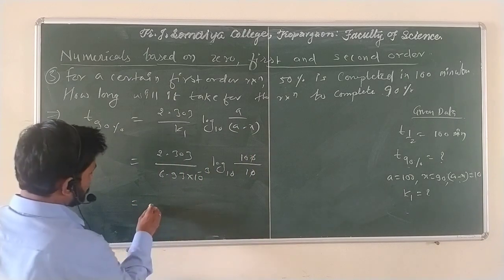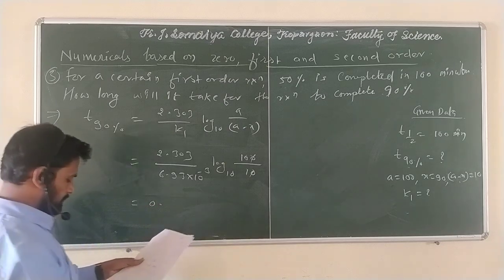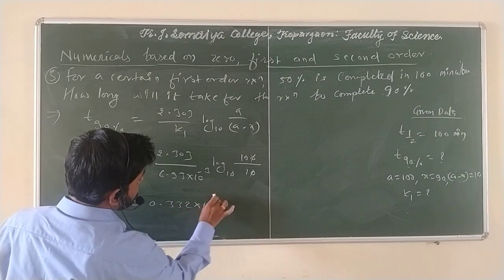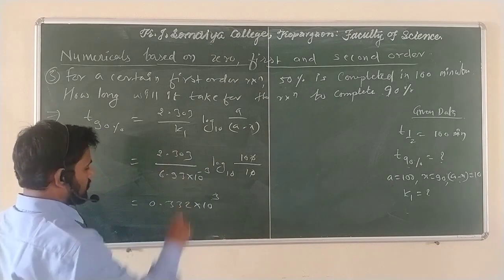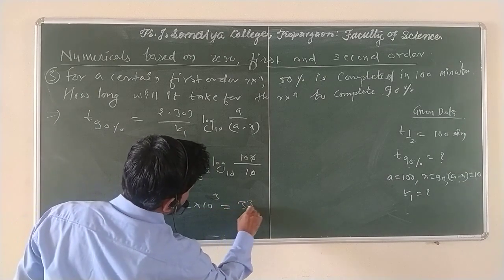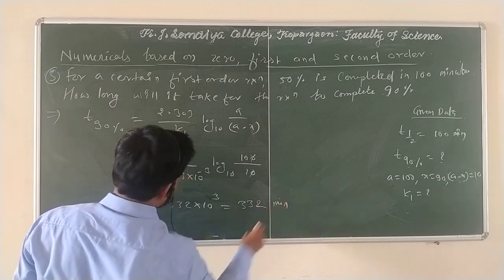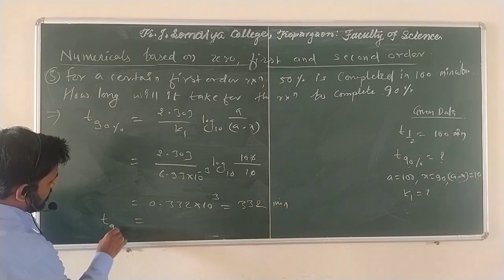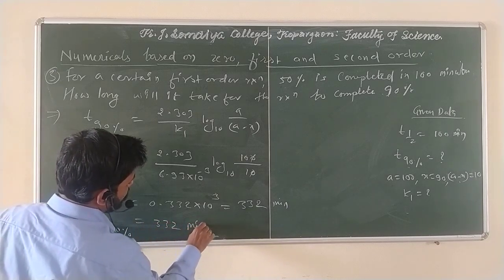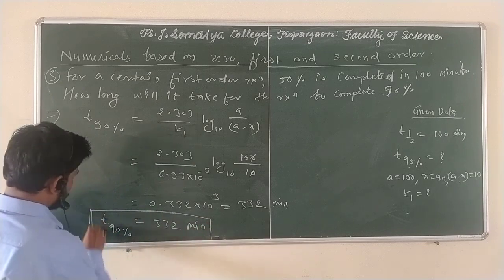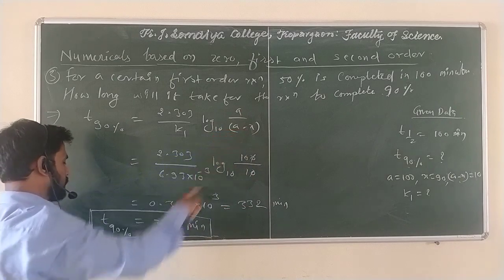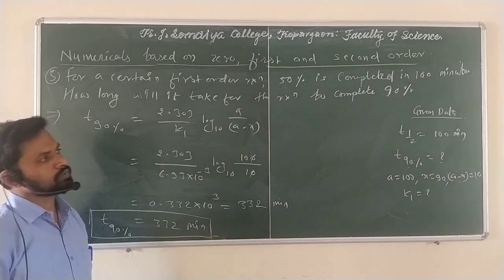After simplifying, what will you get? 0.33 into 10 raised to 3, because the denominator becomes the numerator, that becomes positive. So this is nothing but 332 minutes. Therefore T 90% is equal to 332 minutes required for completion of 90%. For 50% you required 100 minutes, for 90% you required 332 minutes.